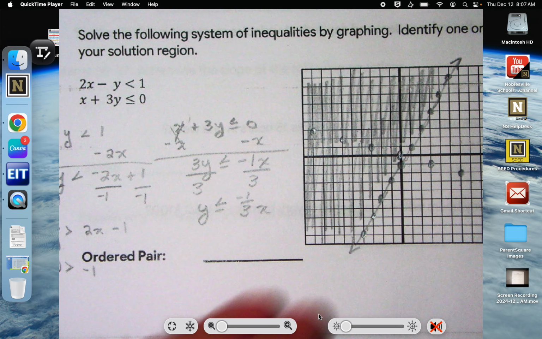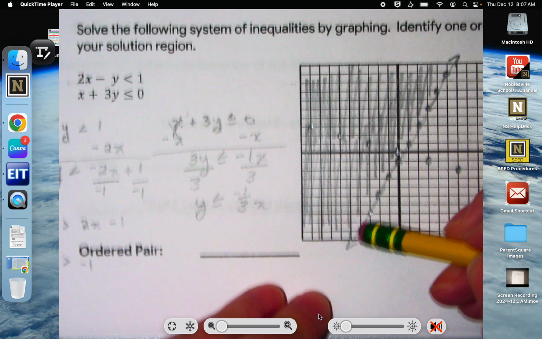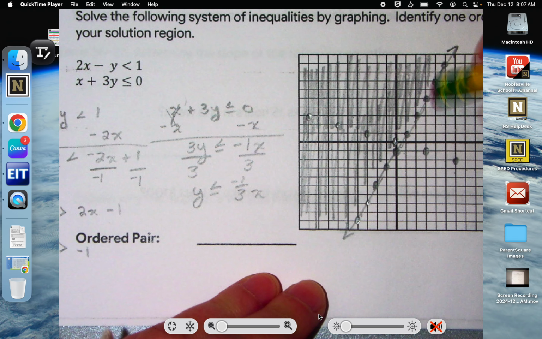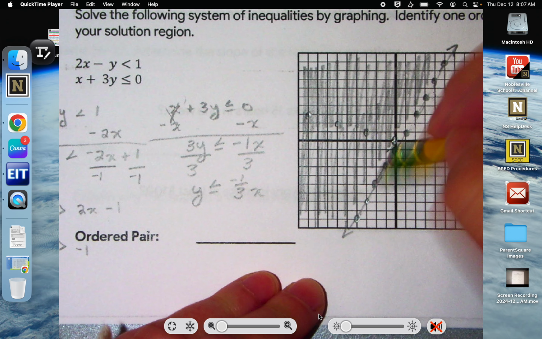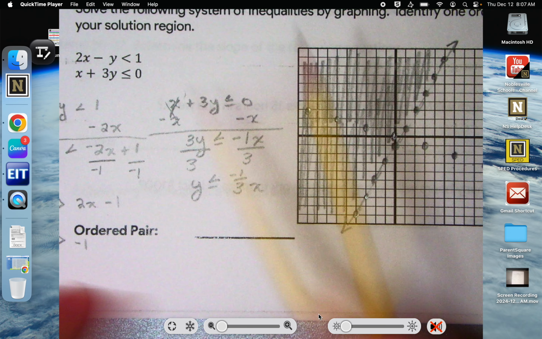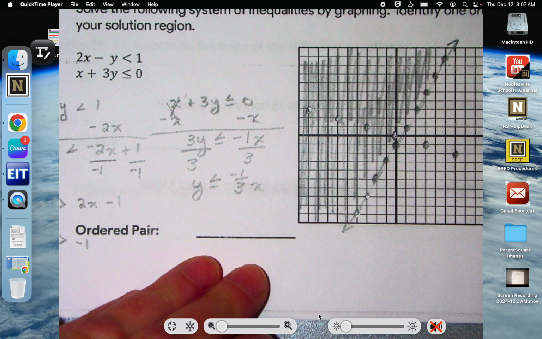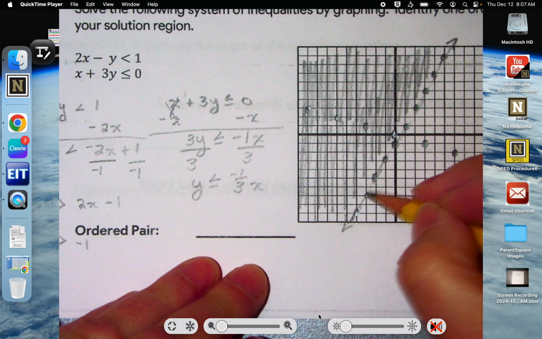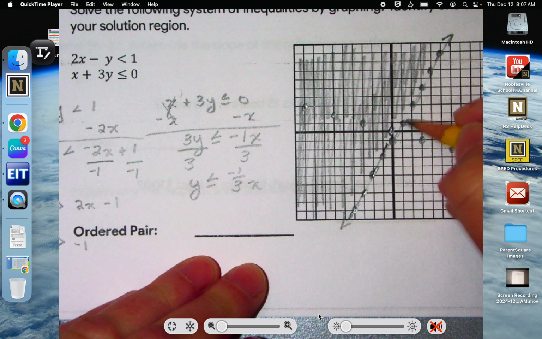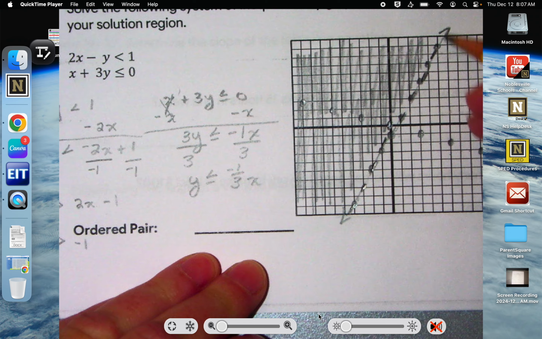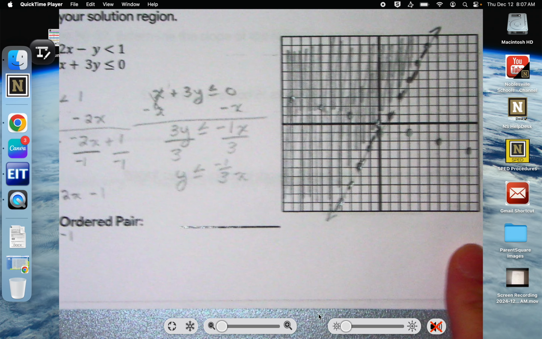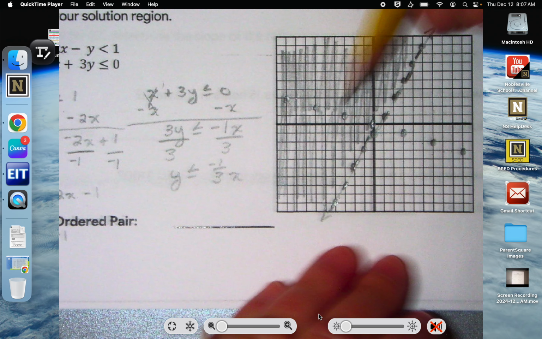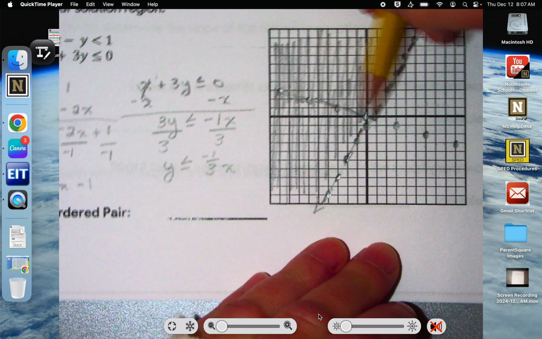Oh my gosh, I almost forgot. Okay, sorry, I just noticed this. With this first line, it should be dashed, right? Because it's greater than, it's not greater than or equal to. So let me make sure that that looks super dashed for you. Some of you probably caught that and are like, Mrs. Marsh made another mistake. Okay, now I'm going to connect this line.